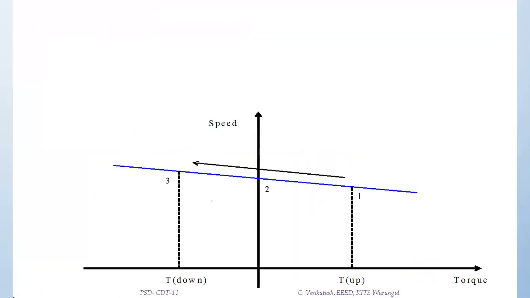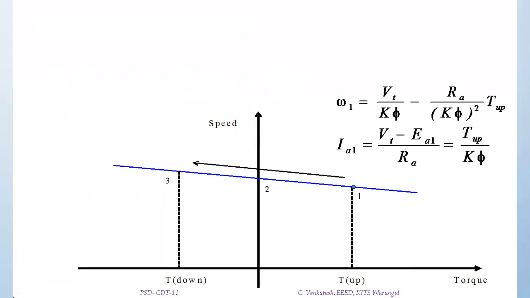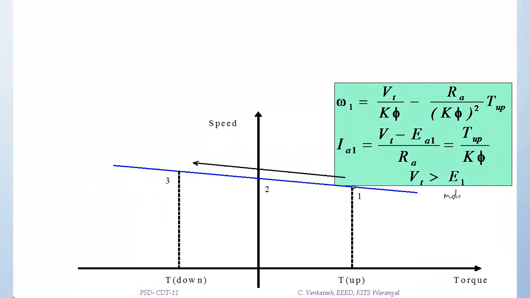Now let us come back to the vehicle moving uphill and downhill. At the operating point 1, that is during uphill, let speed be omega 1. So omega 1 will be equal to Vt by k phi minus Ra by k phi square into T uphill. And Ia1 is Vt minus Ea1 by Ra, and that is T uphill by k phi. This is positive current, and Vt is greater than E1, and hence it is motoring operation.